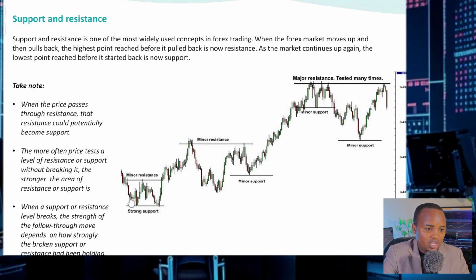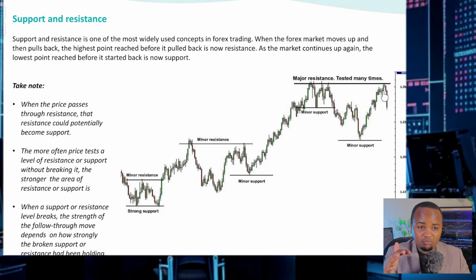If you look at this, you can see the market was reaching around this area and came all the way again here, and then the market reversed and went back again. So you can see the major resistance tested many times here. We have 1, 2, 3 and 4 times. So this becomes the major resistance zone.